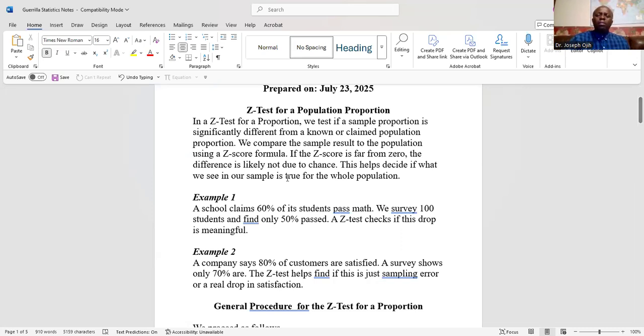So, when we say population proportion, we are referring to the part of a whole, like 50%. Basically, it's a percentage. They say 50% of the population of students enrolled at Morgan State University in 2025, something like that. So that percentage, 50%, is a proportion. And that's what we're looking at here.